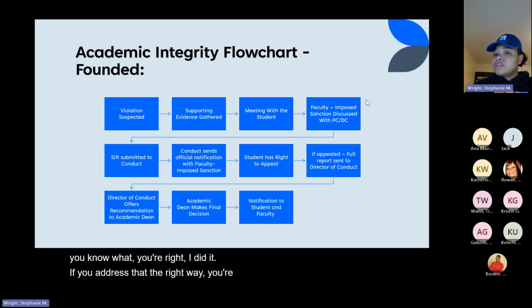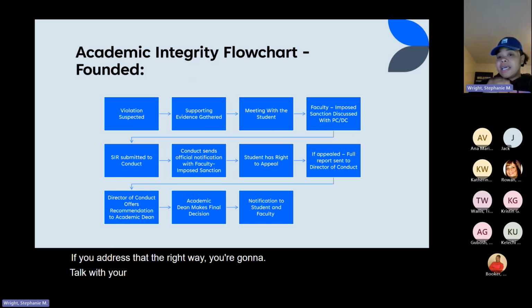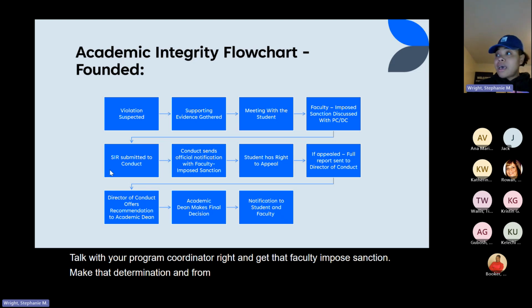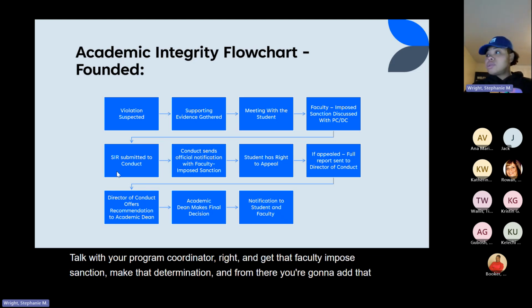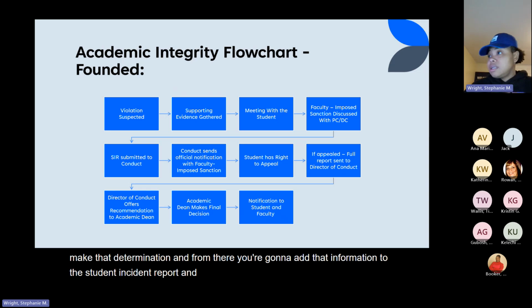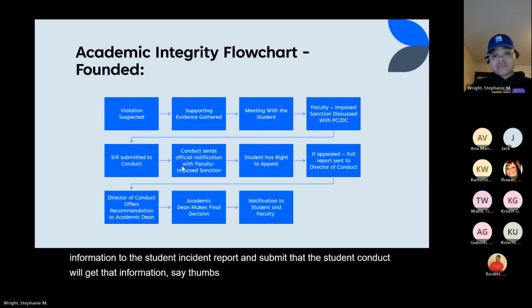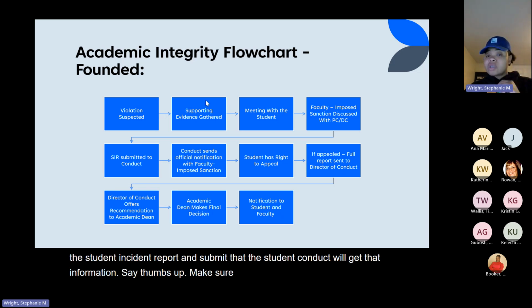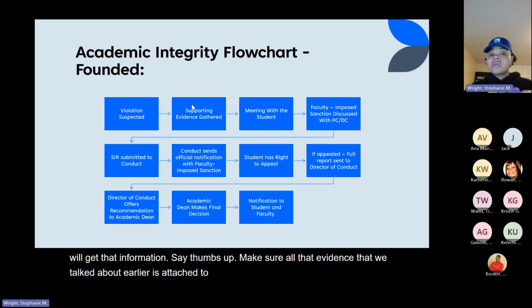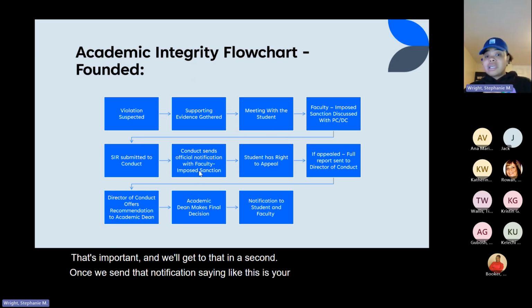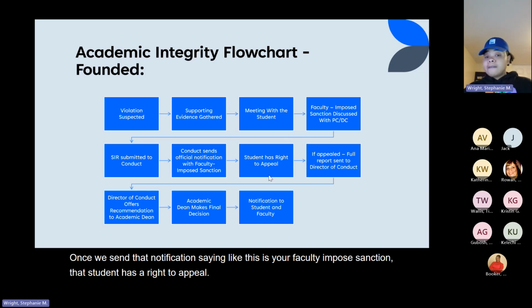You're going to talk with your program coordinator, right? And get that faculty-imposed sanction, make that determination. And from there, you're going to add that information to the student incident report and submit that to student conduct. We'll get that information, say thumbs up. Make sure all that evidence that we talked about earlier is attached to that report. That's important, and we'll get to that in a second. Once we send that notification saying, this is your faculty-imposed sanction, that student has a right to appeal, right?